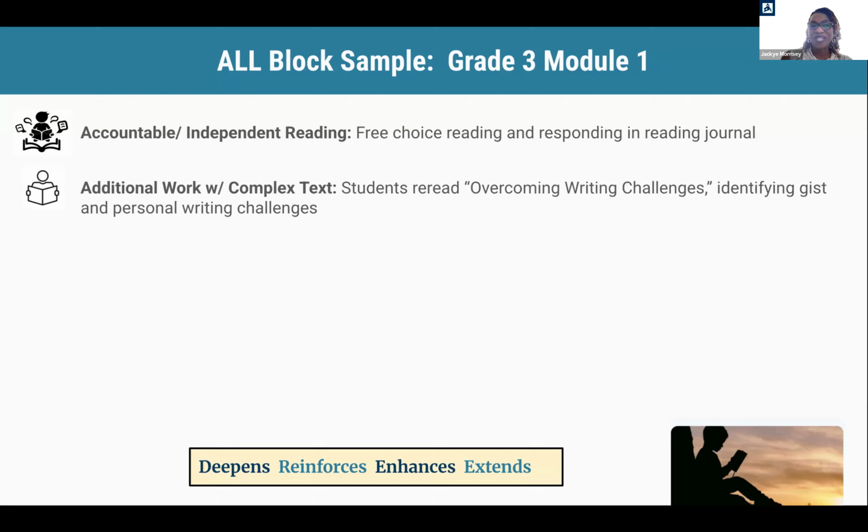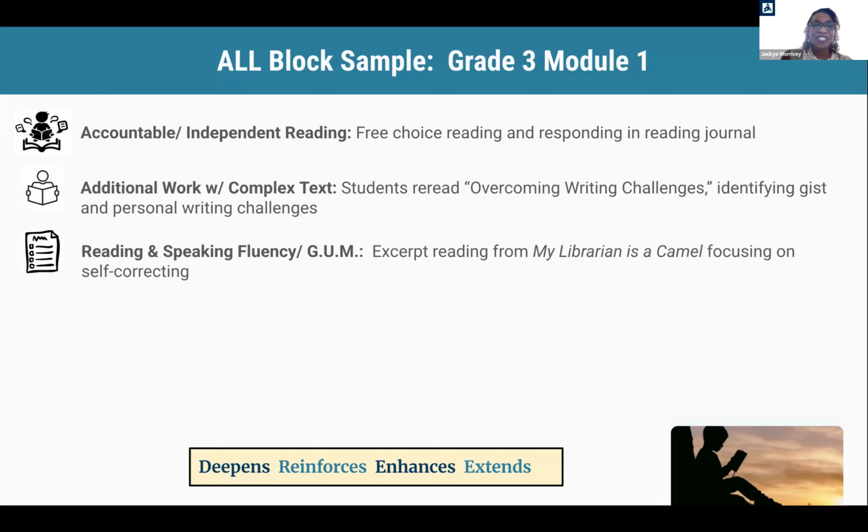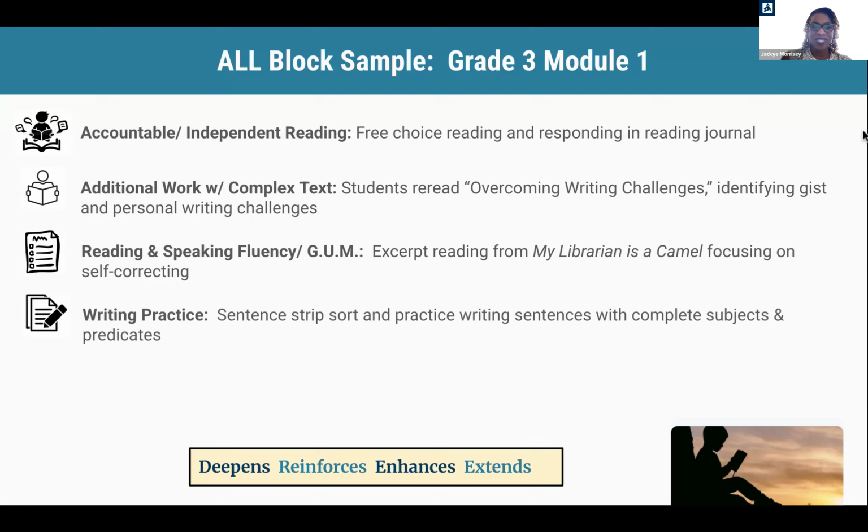We have the additional work with complex text, where students are rereading the anchor text, overcoming writing challenges, and they're also identifying personal writing challenges of their own. We have the reading and speaking fluency, grammar usage, and mechanics rotation, where students are reading or rereading an excerpt from My Librarian Is a Camel, and this time they're focusing on self-correcting. So you'll see students reading and rereading, but self-correcting the errors that they're making, and also setting goals for their reading as well.